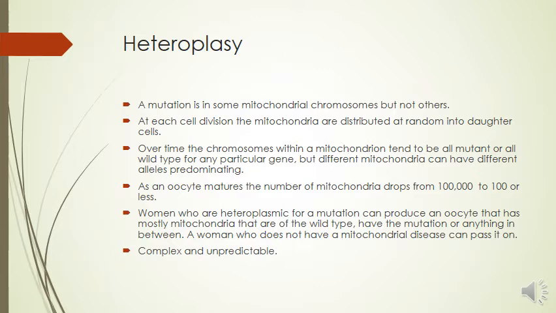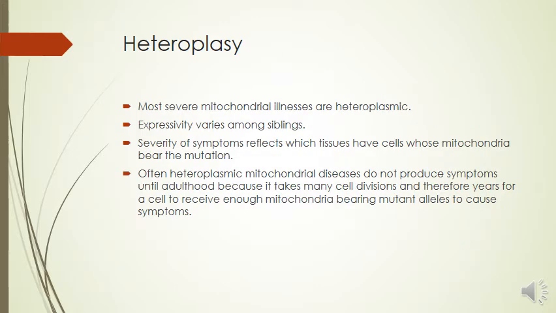Now what happens is, as an oocyte matures, the number of mitochondria drops from 100,000 to 100 or so. Women who are heteroplasmic for a mutation can produce an oocyte that has mostly mitochondria of the wild type, some that have mostly the mutation, or anything in between. A woman who does not have a mitochondrial disease can then pass it on, and this makes it very complex and unpredictable. So most severe mitochondrial illnesses are heteroplasmic.